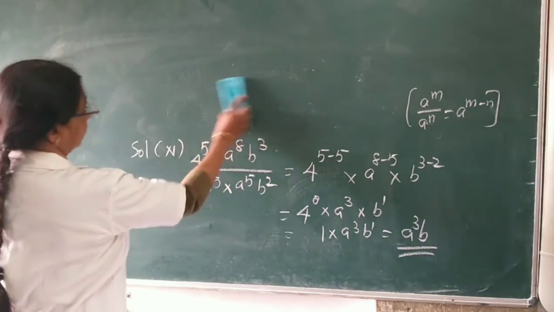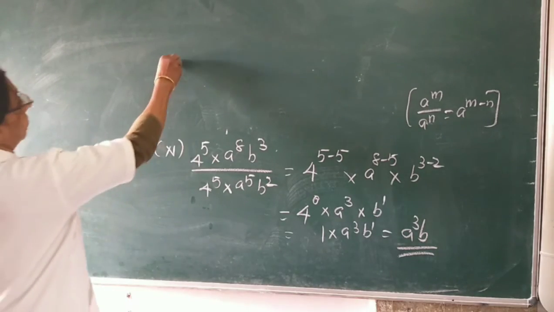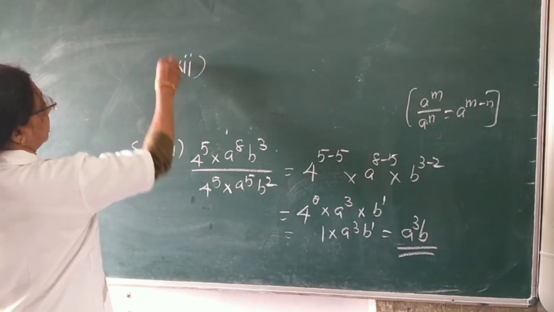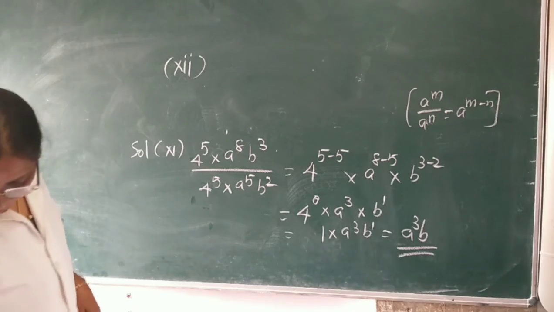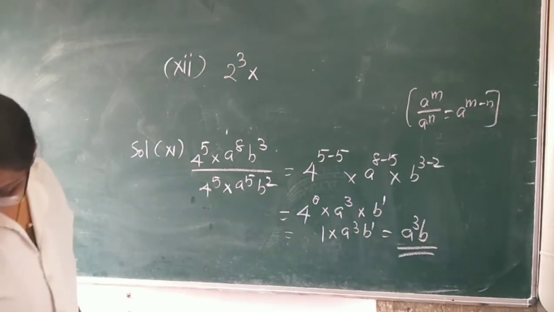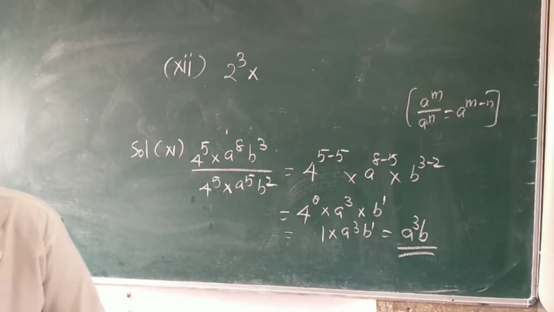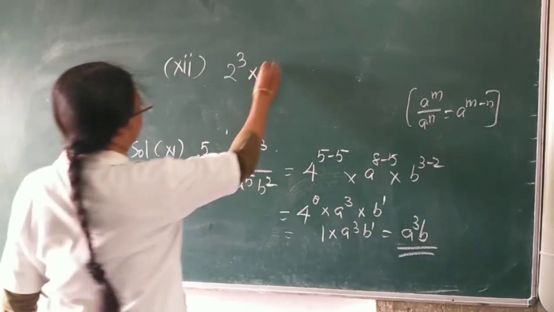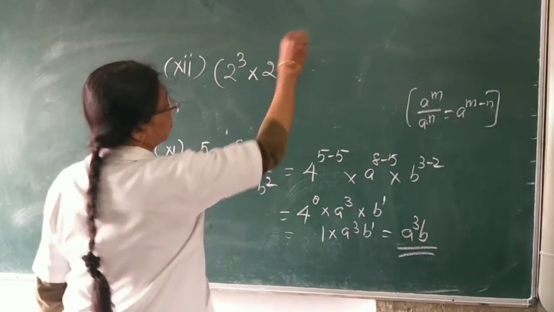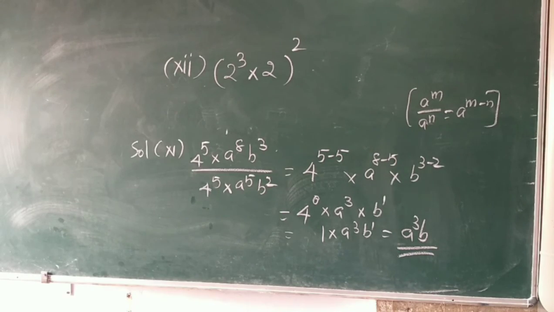Twelfth question. That is 2 cube into 2 the whole square. Can you see that? Yes.